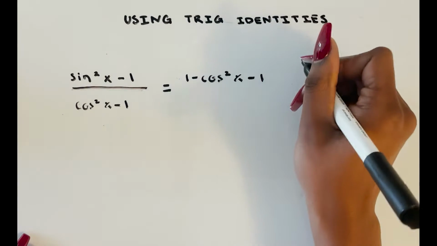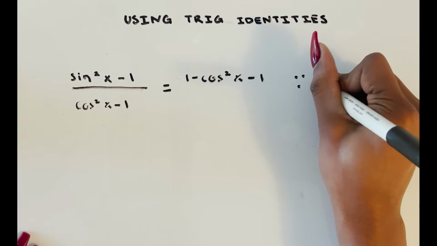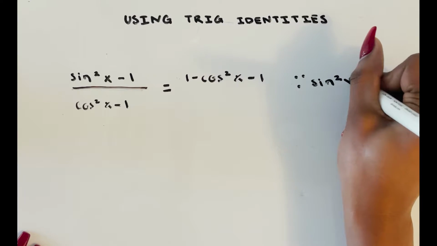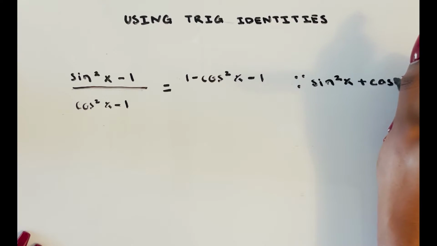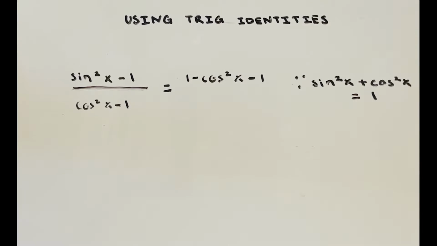And we are able to rewrite sine squared of x as 1 minus cosine squared of x due to this trig identity. That is sine squared of x plus cosine squared of x is equal to 1. Note that if we were to subtract cosine squared of x from both sides of the equal sign, that would leave us with sine squared of x equals 1 minus cosine squared of x.